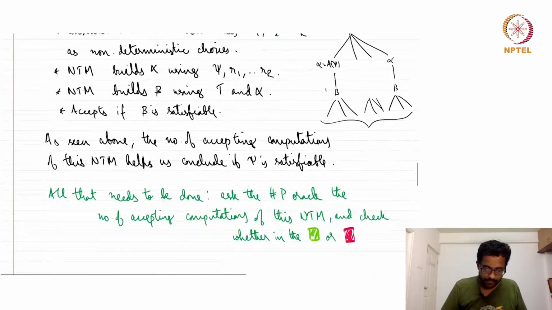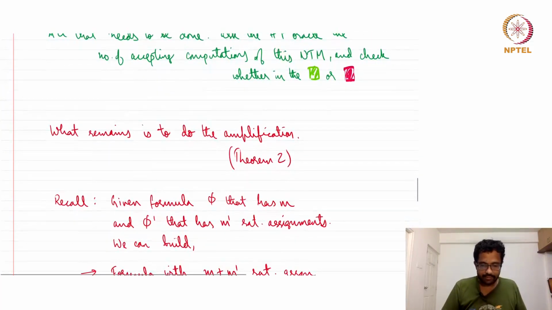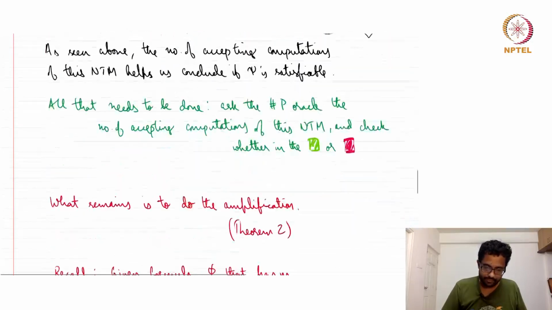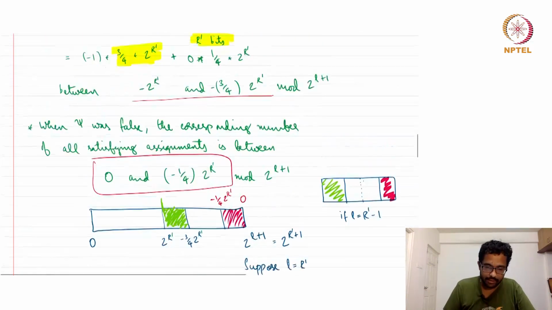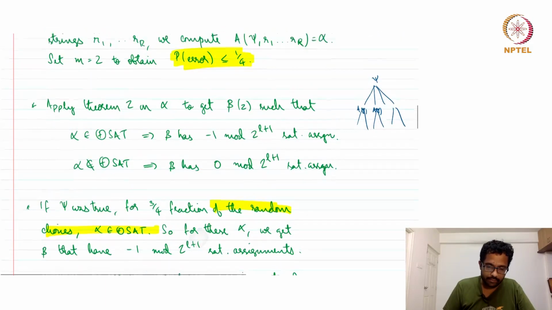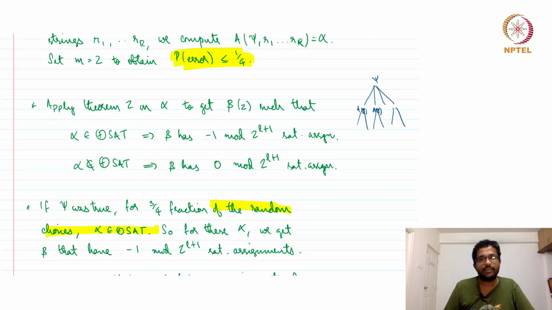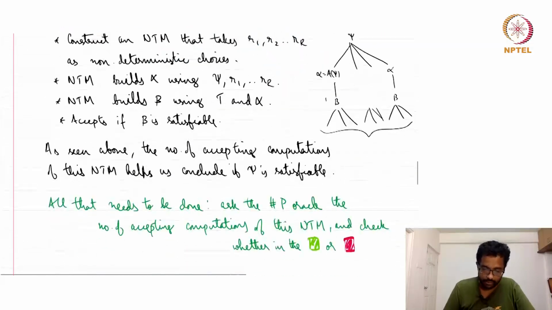So now let us see how to do the amplification. So given alpha, we need to build beta. So alpha is like 0, 1, a yes instance of parity or a no instance of parity. From there we need to move to 0 or minus 1 mod 2 to the power L plus 1. So yes instance of parity means we need to move to minus 1 mod 2 to the power L plus 1. No instance of parity means we need to move to 0 mod 2 to the power L plus 1.